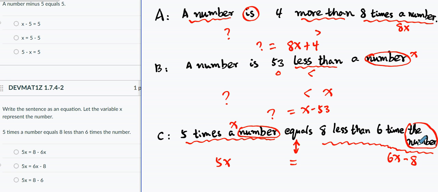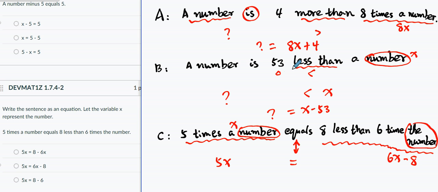Okay, so then here we know is like this. 53 less than a number, so you write x minus 53. And here is 8 less than this whole thing. This whole thing is 6 times the number. So 6 times the number you write in this way. And then 8 less than the whole thing. So you write 6x minus 8.